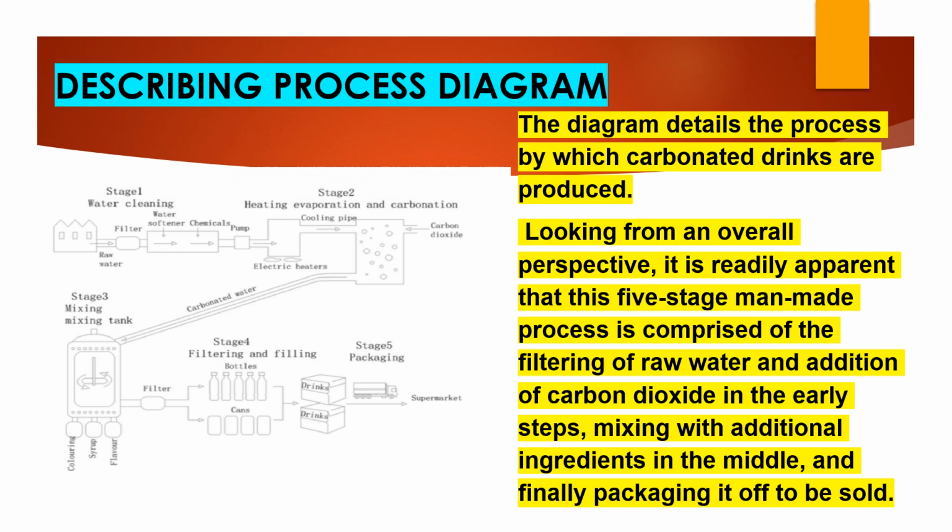The diagram details the process by which carbonated drinks are produced. Looking from an overall perspective, it is readily apparent that this five-stage man-made process is comprised of the filtering of raw water and addition of carbon dioxide in the early steps, mixing with additional ingredients in the middle, and finally packaging it off to be sold.